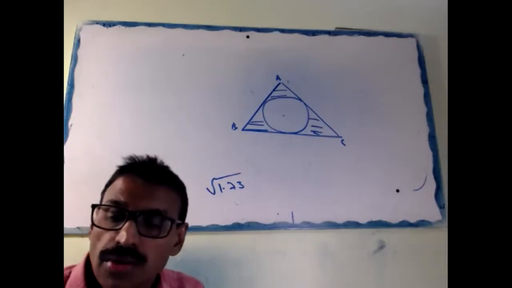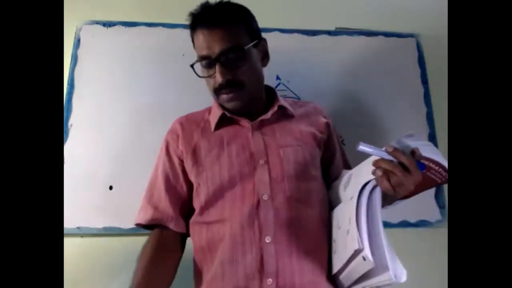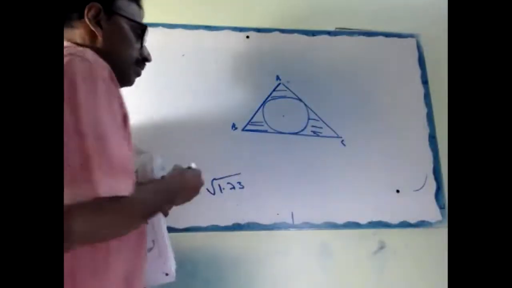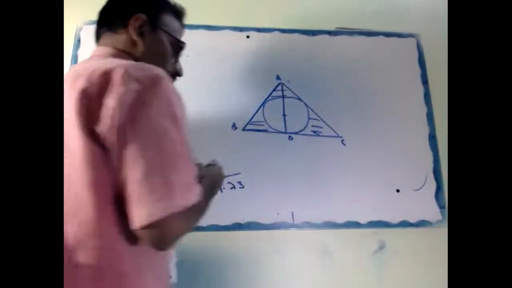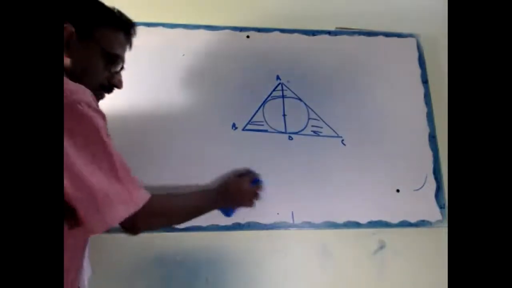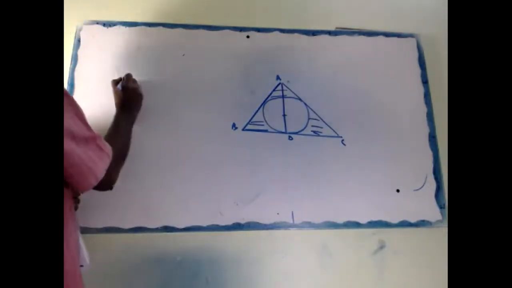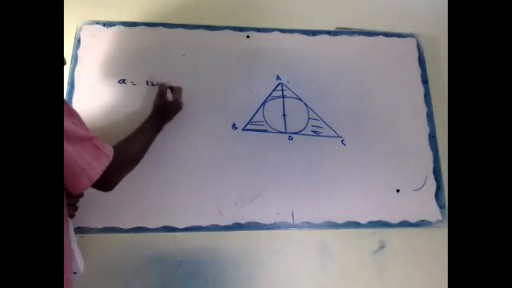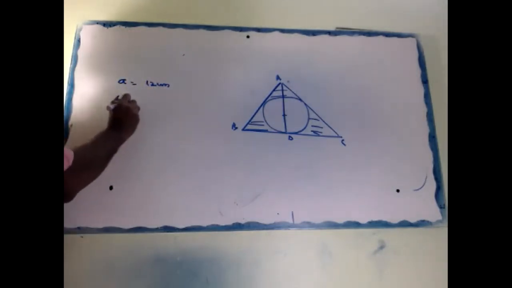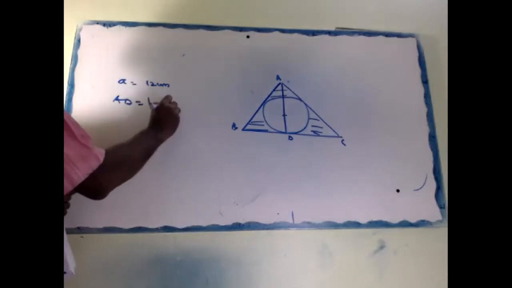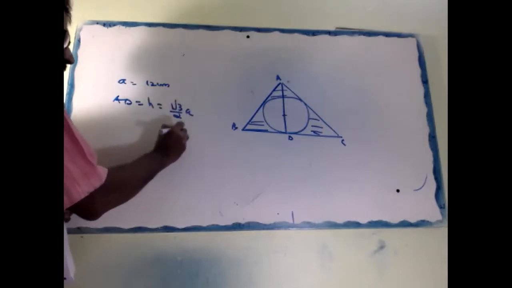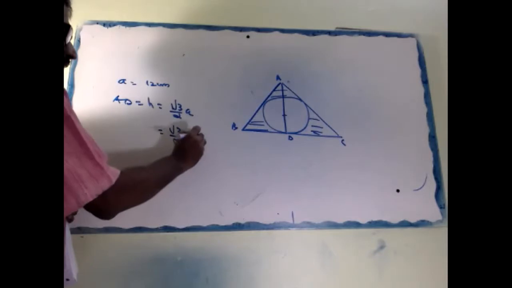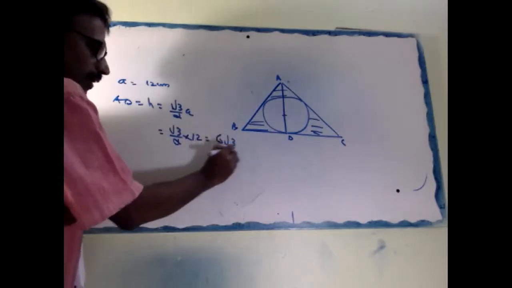Okay, so look here. I'll explain this question. First of all, D. First, you find out H. Here, a equal to 12 centimeter. Therefore, AD equal to H equal to root 3 by 2 a. So that is root 3 by 2 into 12, so 6 root 3. You can write directly like this.